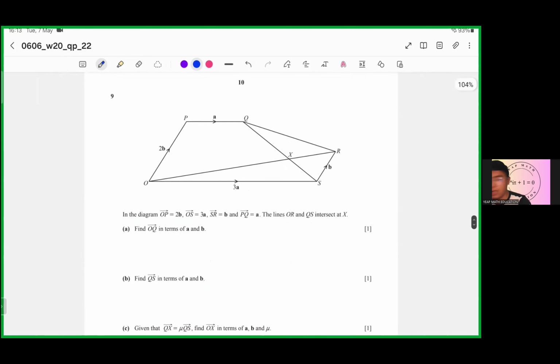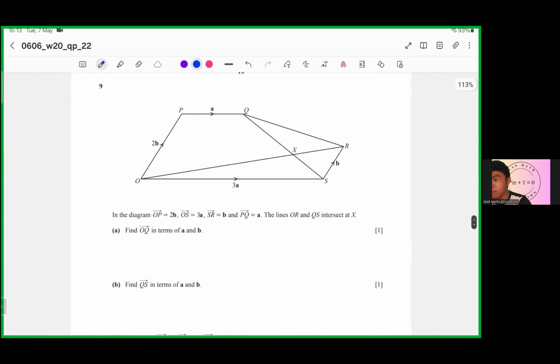Okay, so now we can look at question 9. Okay, these are vectors. QP equals 2B, OS equals 3A, SR equals B, PQ equals A. So the lines OR and QS intersect at X. Okay, so find the OQ. Okay, look at here. Find the OQ in terms of A and B.